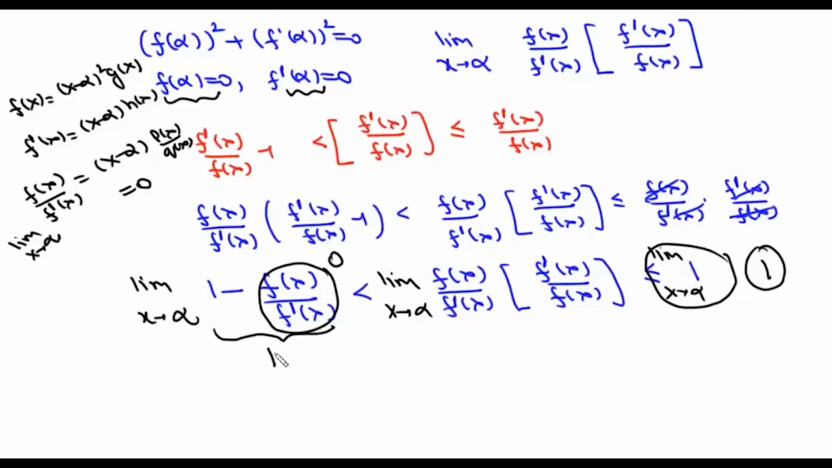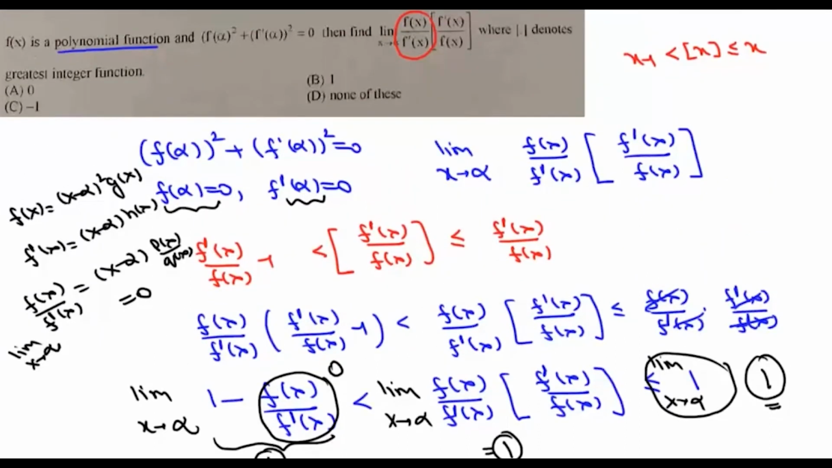So the limit on the left hand side is also 1. Now the limit on the right hand side is 1. The limit on the left hand side is also 1. Then from the sandwich theorem we can say that this limit will be equal to 1. So the answer to this limit is 1, and that's your option B.